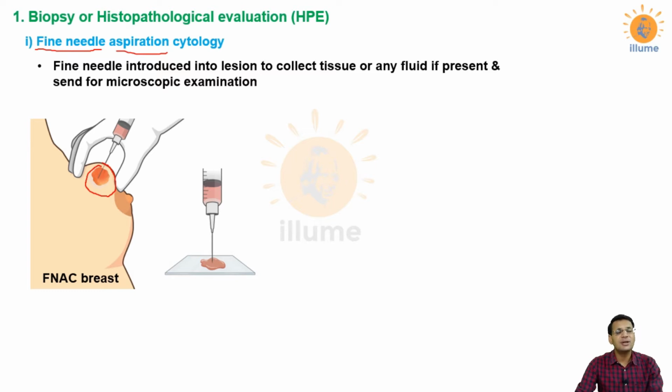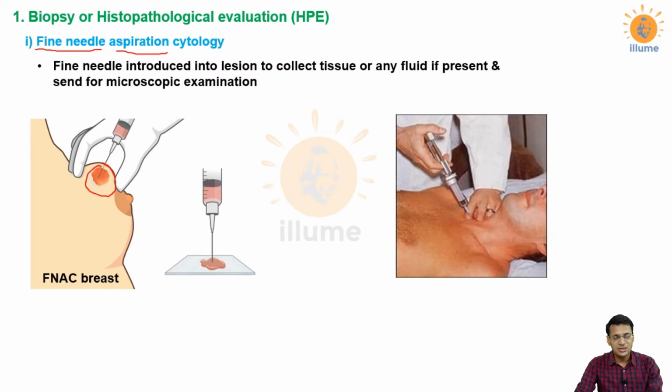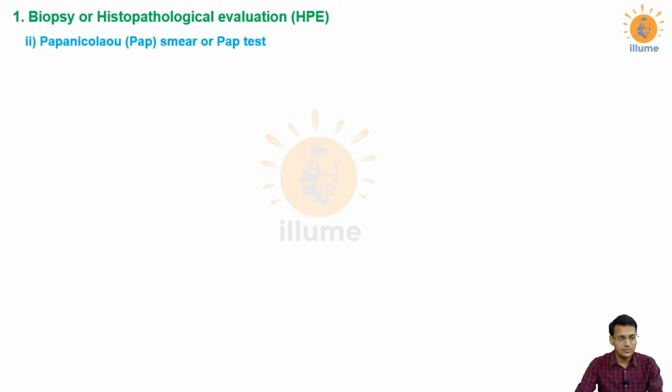FNAC plays a very important role in suspected lesions of the breast. Other than the breast, it is very helpful in ruling out tumors of the thyroid gland. So this is what FNAC means.